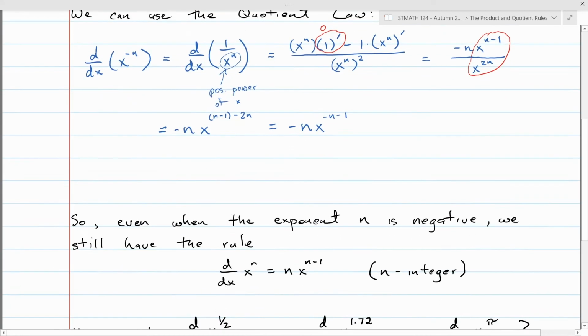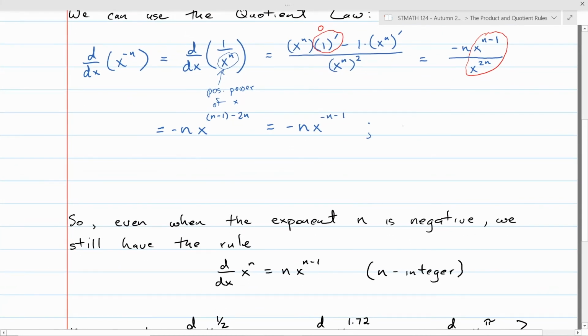So I want you to look at what we did. In summary, what we just showed here is that the derivative with respect to x of x to the negative n, we brought the negative n down, and then we subtracted 1 from that exponent. That's exactly how the power rule worked for positive exponents, isn't it? So what we just learned is that the power rule is the same for negative exponents.